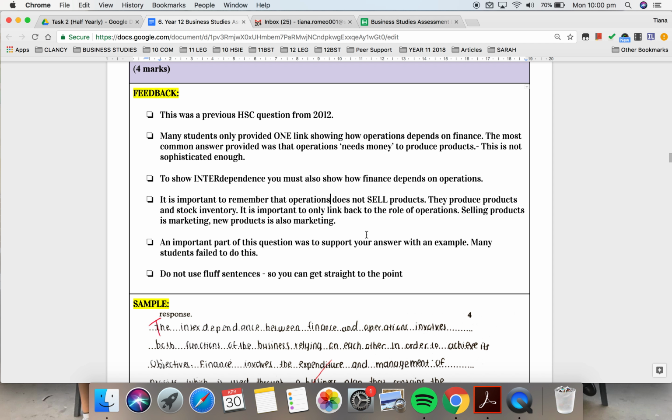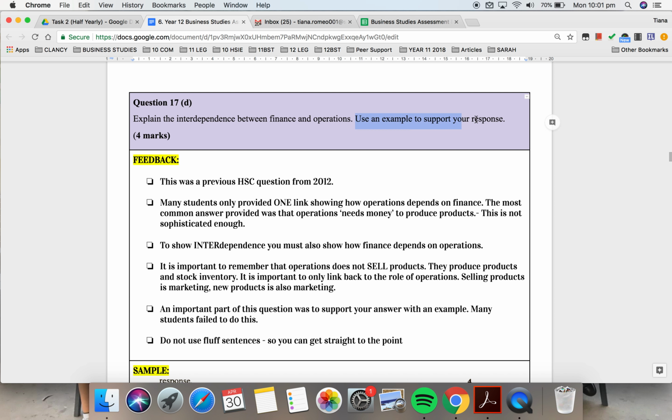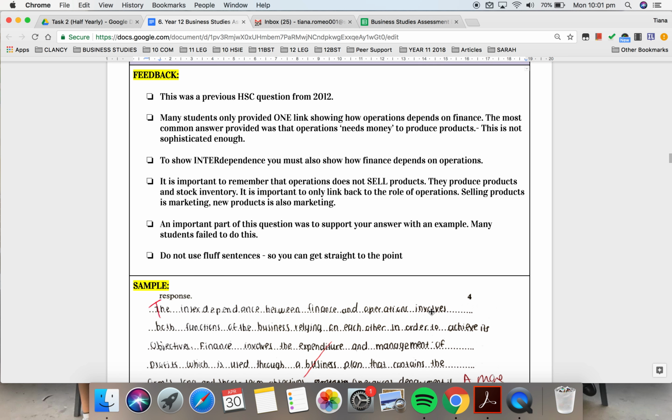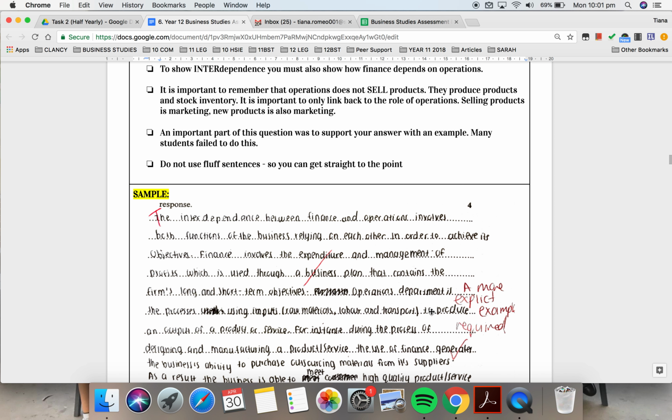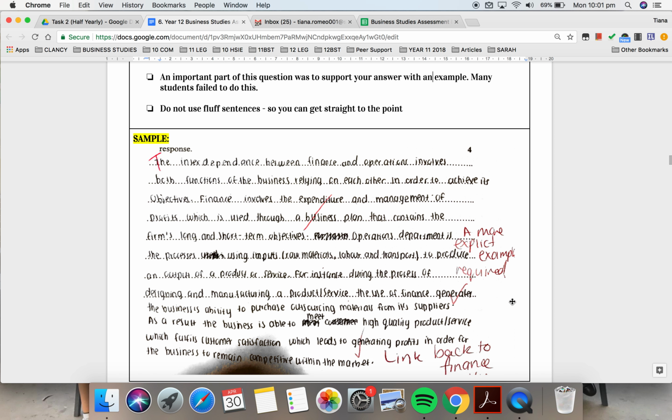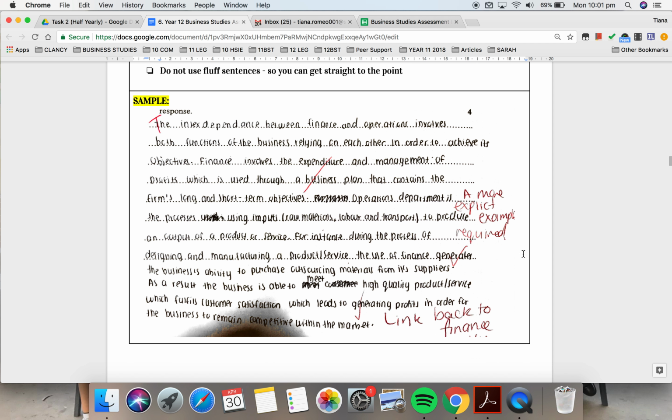An important part of this question was to support your answer with an example, and many students failed to do this. Okay, you can see here it's very explicit. Use an example to support your response. Do not use fluff sentences so you can get straight to the point. Now I've provided an example here, but I've requested to the student to have a more explicit example and to link back right at the end. But overall, quite a detailed response, and it does show both sides in regards to interdependence.